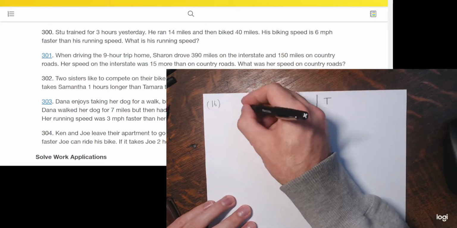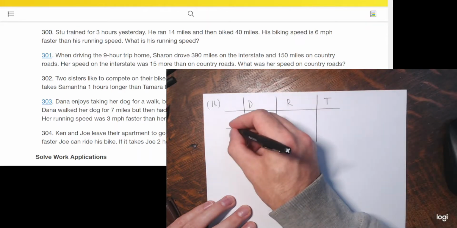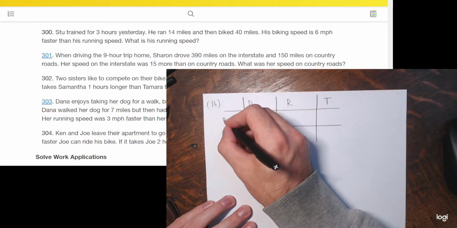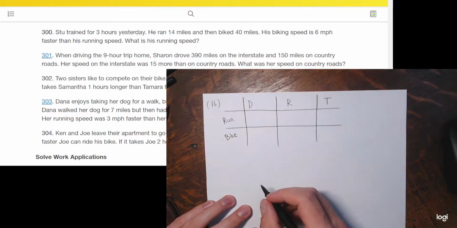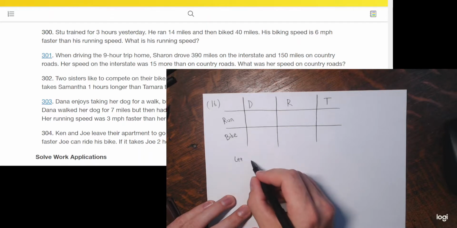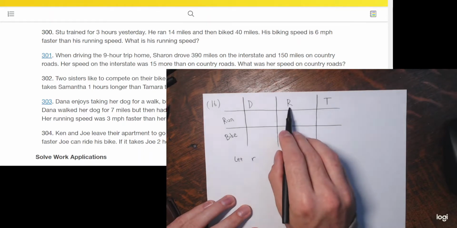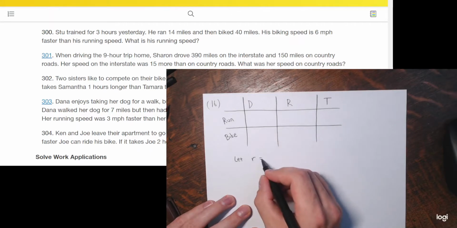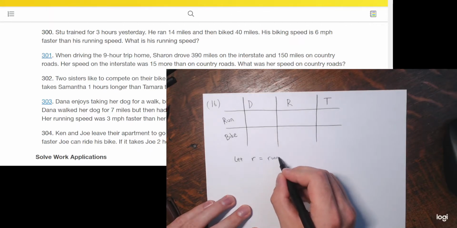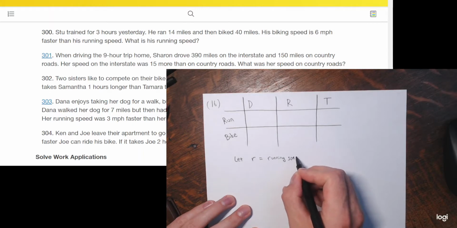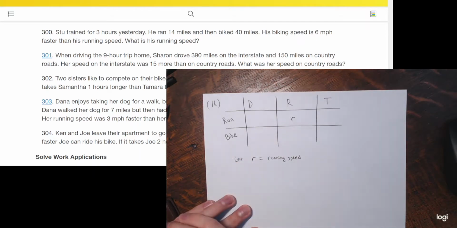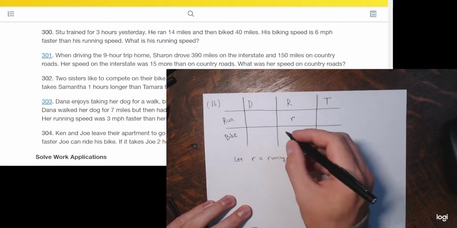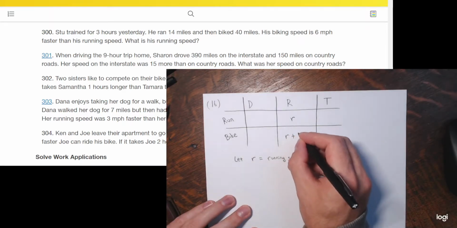Doing the same start every time. And we have running and biking. And they want to know his running speed. I'm going to let that be r. I'll let it be lowercase r since I wrote a capital R up there for rates. So I have lowercase r be running speed. So I'll go here in the run row. And it does say his biking speed is 6 miles per hour faster than his running speed, so biking rate will be r plus 6.